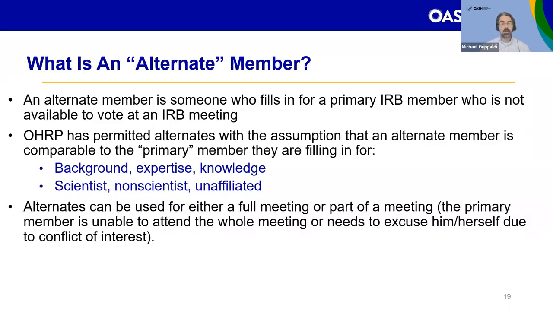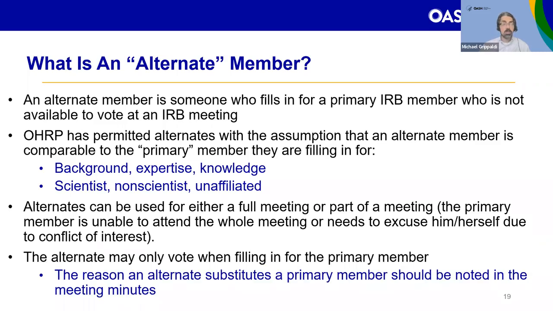So a designated alternate may substitute for the IRB primary member for an entire meeting or at any time during the meeting. Substitution at the meetings commonly occurs when a primary member is absent from the room for part of the meeting or recuses him or herself because there's a conflict of interest with respect to a specific issue that's being reviewed. When an alternate is a substitute for a primary member, this is the only time that they can vote. OHRP recommends that the reason for the substitution of the alternate IRB member and who they are filling in for are documented in the minutes.